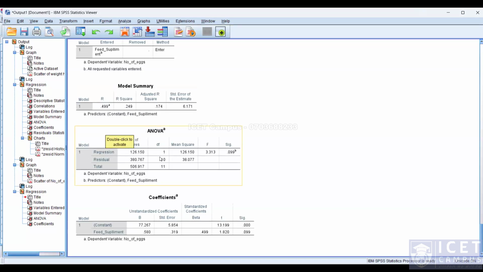Anyhow, we can find the ANOVA table here. You can find the significance value 0.099, that is less than 0.05. No, 0.09. It is greater than 0.05. Therefore, we fail to reject the null hypothesis. It means there is no significant difference. It means it does not predict that one. That's what I told you.